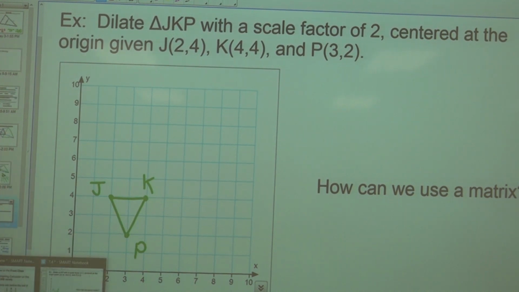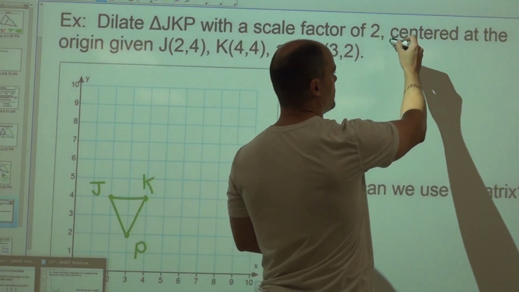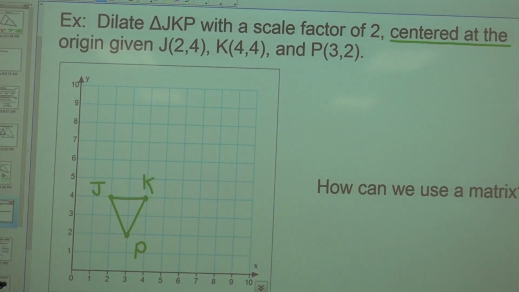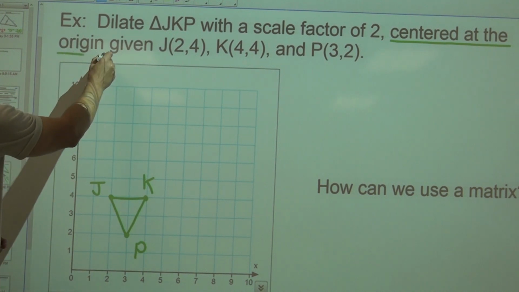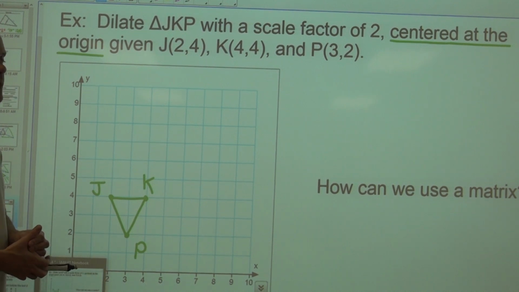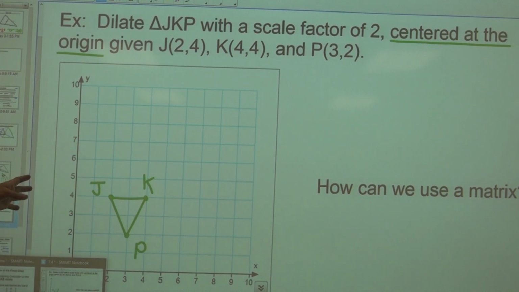There is triangle JKP, and notice a second vital piece of information that we are given is not just the location of the triangle. We are told we are centered at the origin. So I know I'm zooming out from here. All of the dilations you perform in this class that are not extra credit will be from the origin. Keep it simple, yeah? Let's keep it very simple.